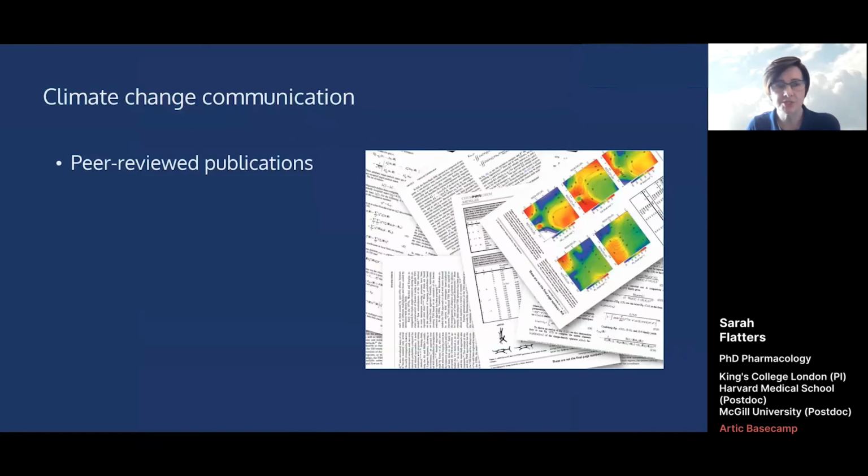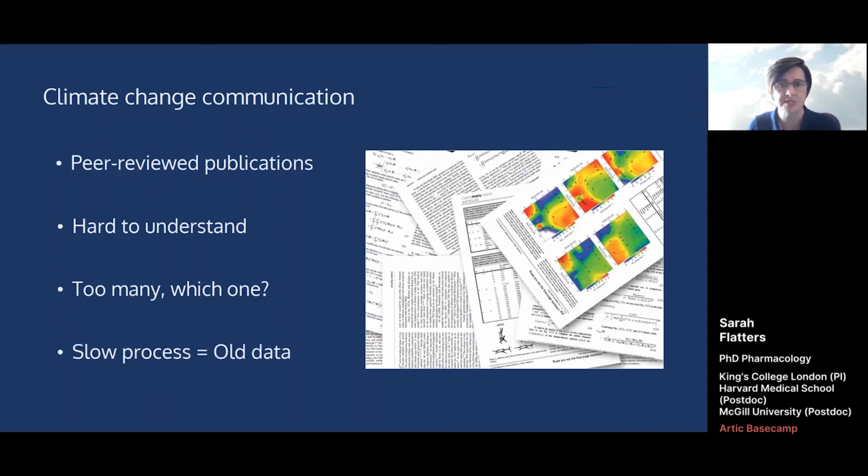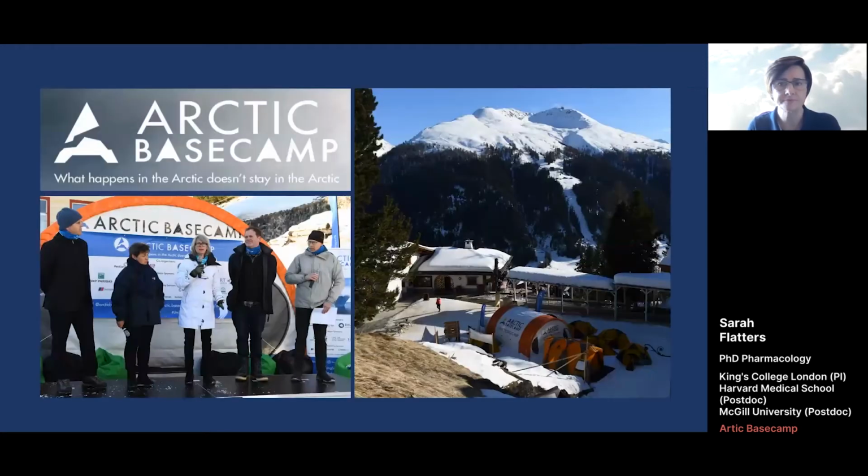Climate change communication happens through peer-reviewed publications in scientific journals. These are hard to understand if you're outside the field of expertise. There are so many, it's hard to know where to start. And it can be a slow process. Months and years can pass before a publication is accepted, so the data is quite old.